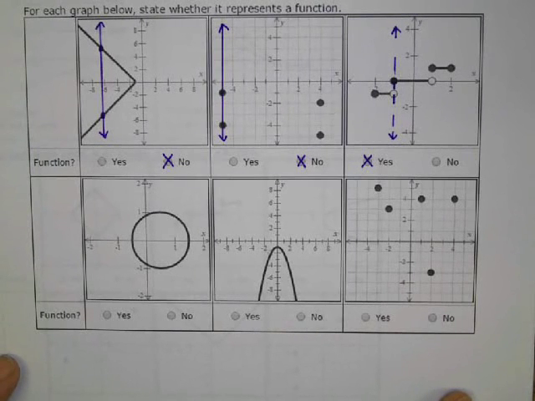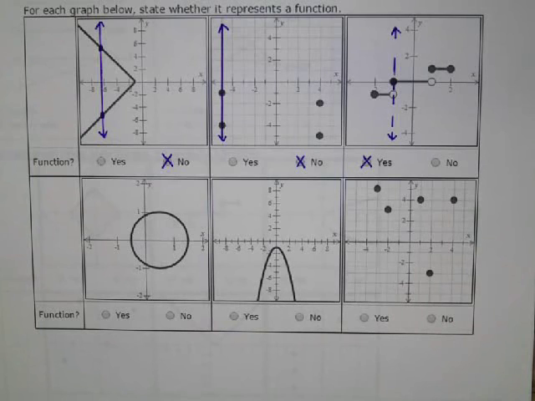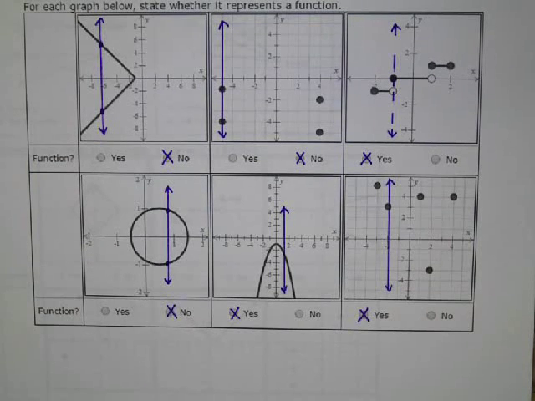Okay, go ahead and pause the video and see if you can determine whether these last 3 examples are functions. And then when you unpause, you can check your work with mine. Okay, so here's what you should have for those last 3 examples.